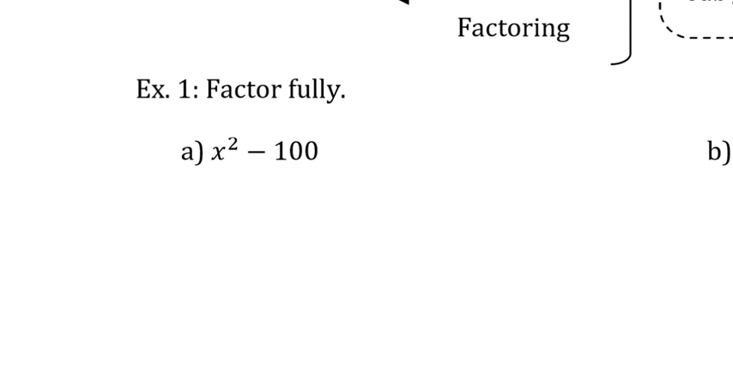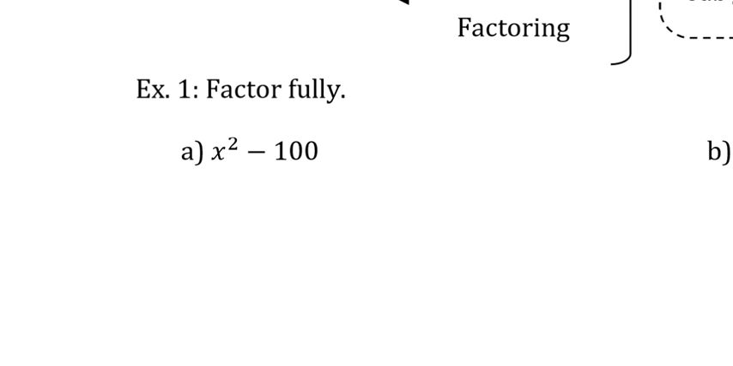Ethan, your hand was halfway up. What were you going to say? I was going to say that 100 is a perfect square. Exactly. And x squared is a perfect square. That one's not as obvious, but trust me, it is.